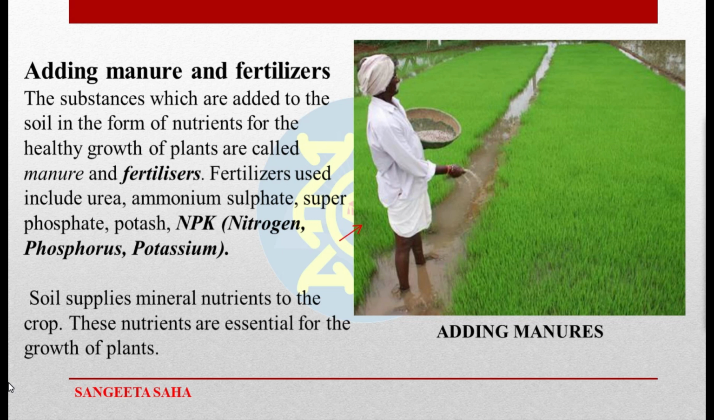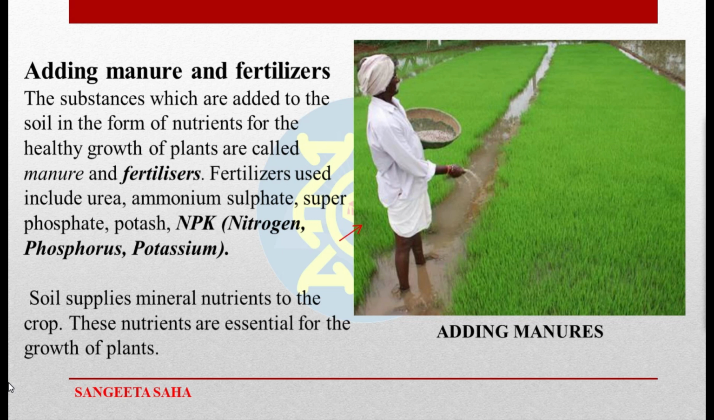Farmers dump plant or animal wastes in pits at open places and allow them to decompose. And this decomposition is caused by some microorganisms. And the decomposed matter is used as organic manure. And this manure, when spread to the field, will enrich or enhance the fertility of the soil.